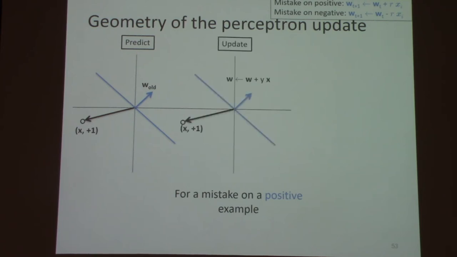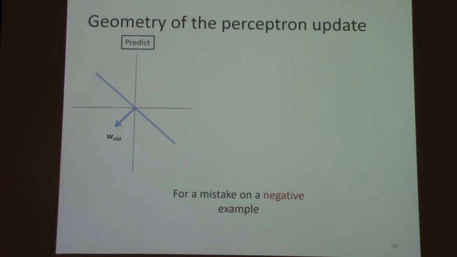Which means you need to update, and the update is w is w plus yx. y is positive, which means that you're using the standard vector addition rule. You are adding this red vector to the blue vector, the dotted thing, to the w, and this is your usual vector addition rule, and you get a new weight vector. So one way of thinking about it is that the update on a positive, and actually also on a negative, rotates the hyperplane so that the positives or the negatives are on the correct side.